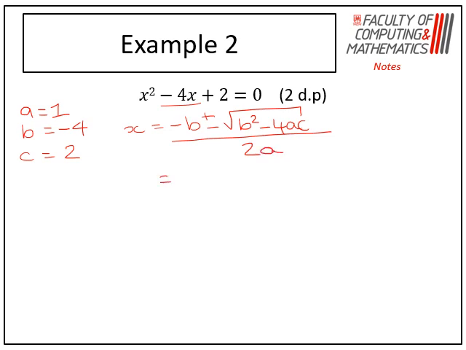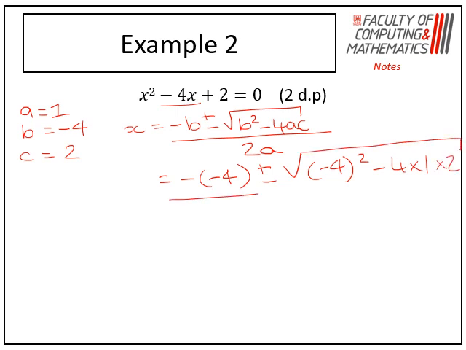Okay, so all you need to do now is substitute into that formula. So you've got minus negative 4. Be careful with that. Plus or minus, make use of brackets. It's negative 4 squared minus 4 times 1 times 2. And that is all over 2 times 1.